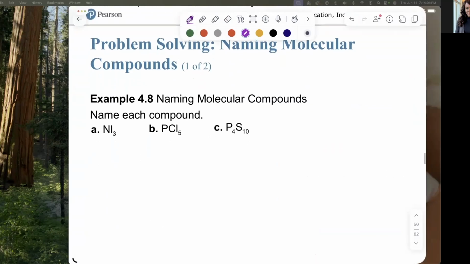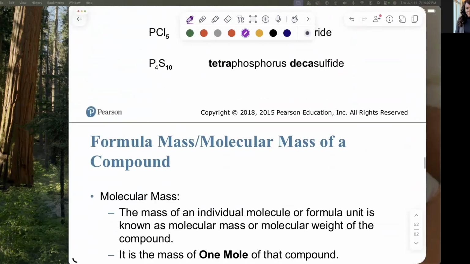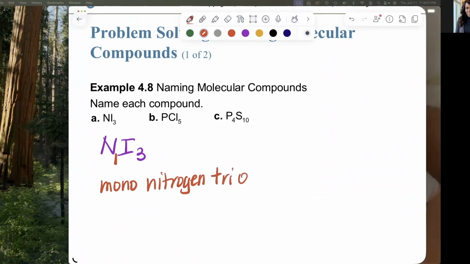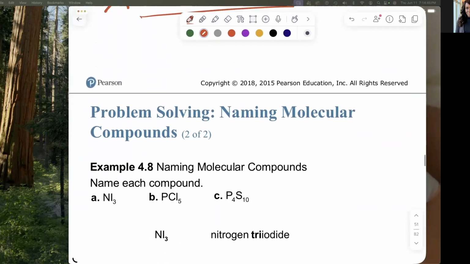So let's go ahead and see what we have here. Let's go ahead and name this. While we're here, I'm going to write this down. How many nitrogens do I have in this formula? The one is implied, right? So don't use mono. I'll just write it here, but I'm going to cross it out. So mono nitrogen, because there's 1 nitrogen as an element, not nitride, right? Triiodide. Cross out the mono, so nitrogen triiodide. That'll be your final answer for the first one, nitrogen triiodide.